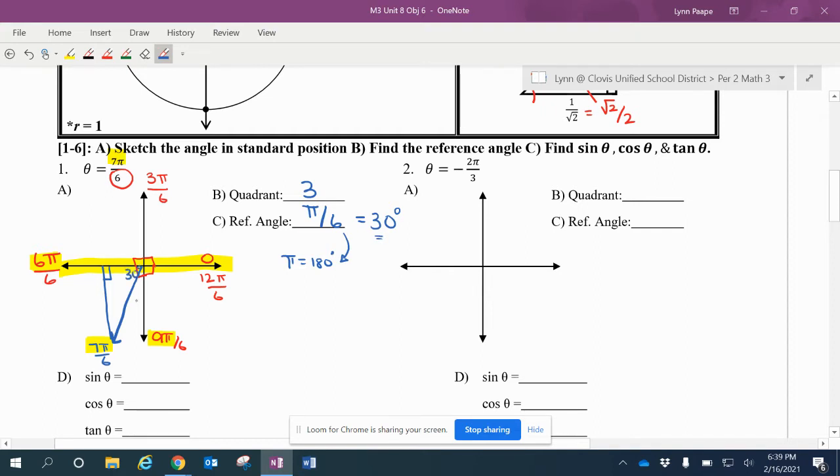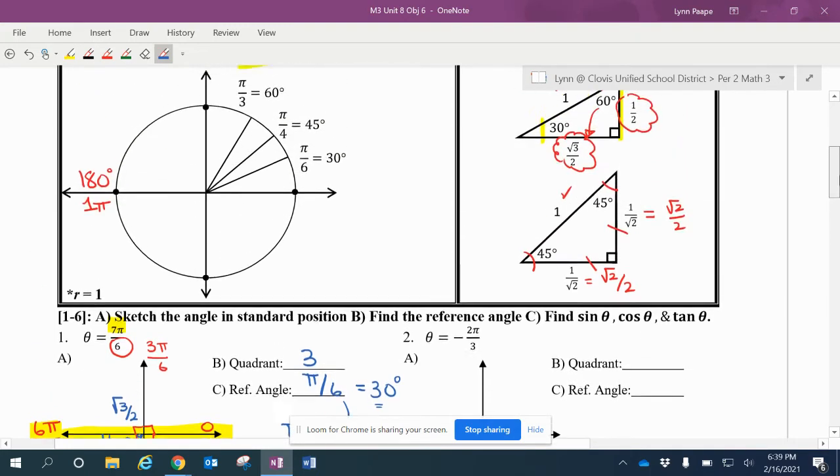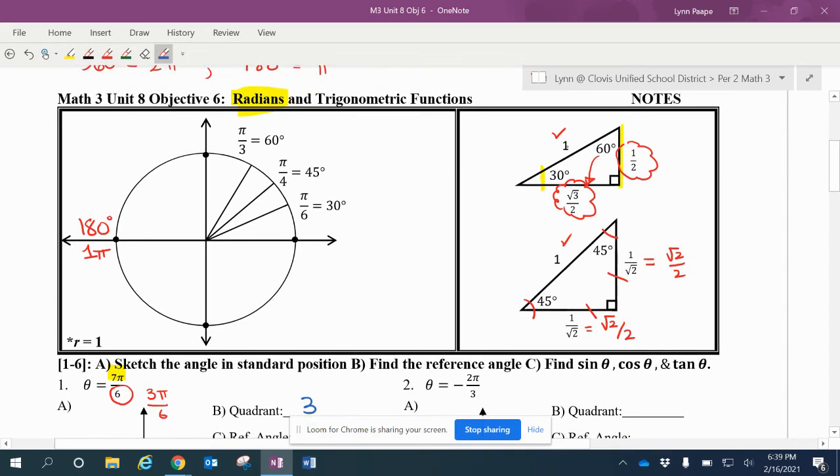I did a terrible job of making that to scale, but that's okay. Across from the 30 is always going to be 1/2. And then adjacent to it is √3/2. And then that radius or hypotenuse is always going to equal 1. So once we label the sides according to our special rights that we know up here, we need to know these. Across from the 30 is 1/2.